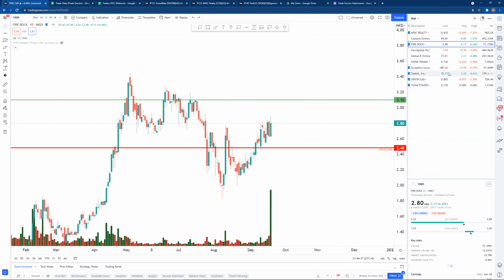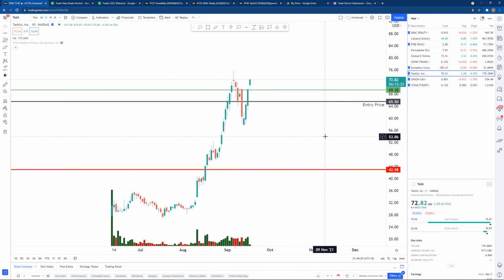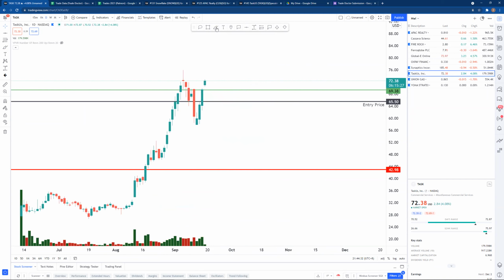Okay, so now let's look at all the trades one by one. Number 1, where is the Taskas? So Task US, definitely a Patreon trade, but there's a very big difference. He chased at the high. Our Patreon trade was somewhere here.